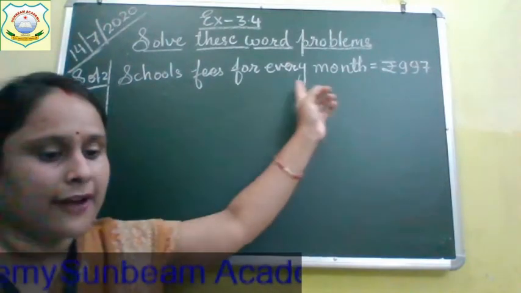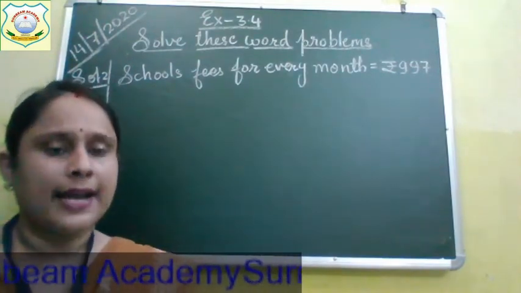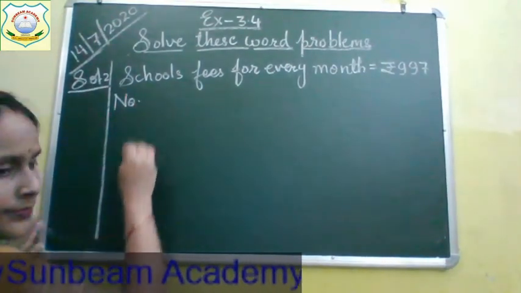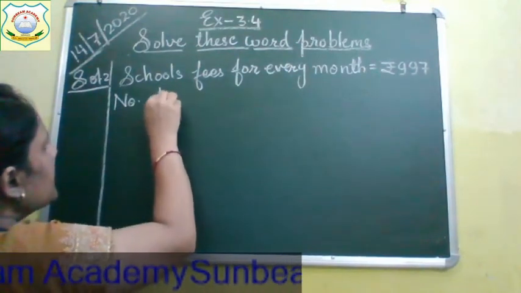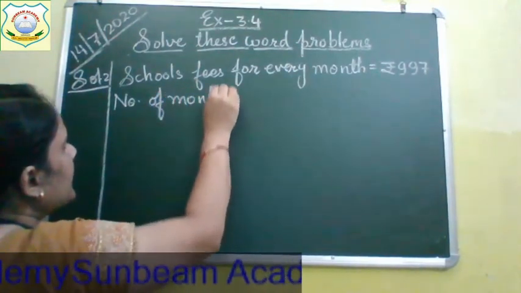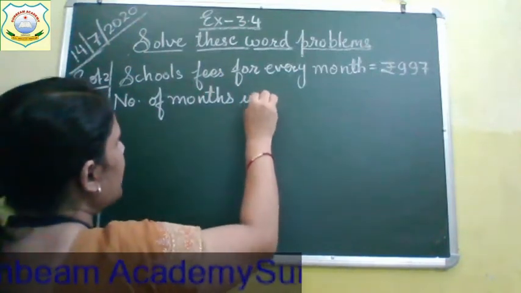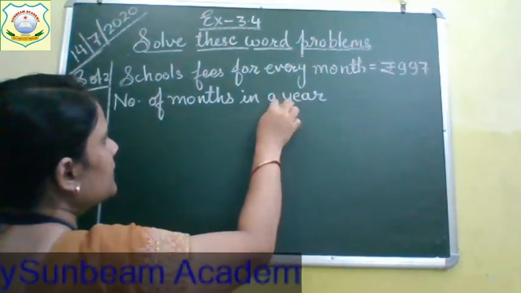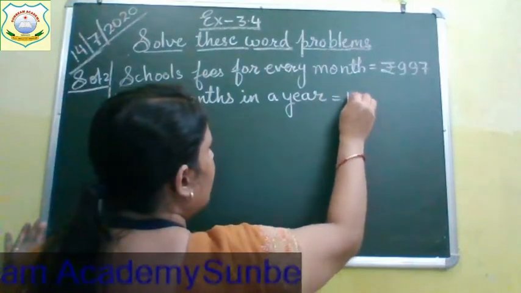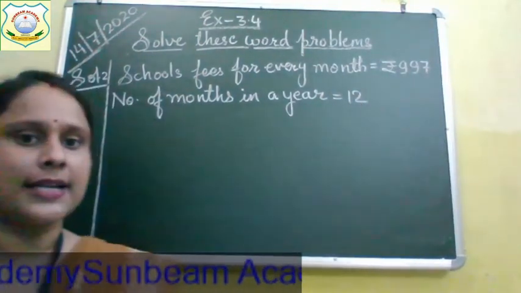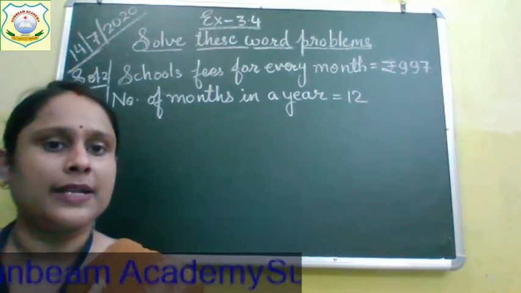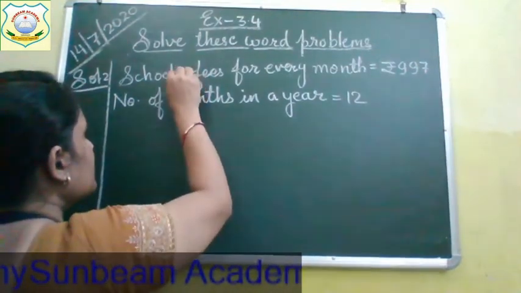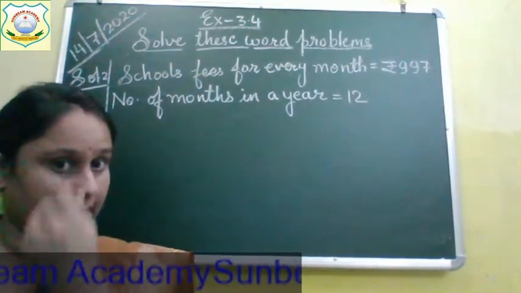School fees for every month is equal to rupees 997. Number of months in a year. So how many months are there in a year? Everyone knows there are 12 months in a year. Number of months in a year. There are 12 months.